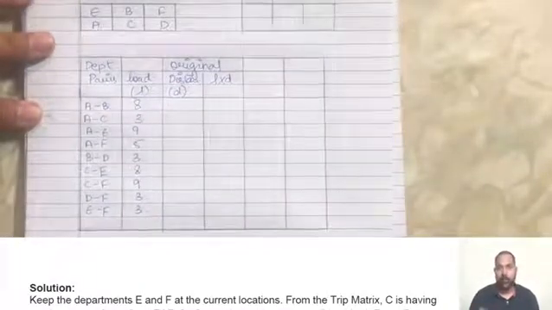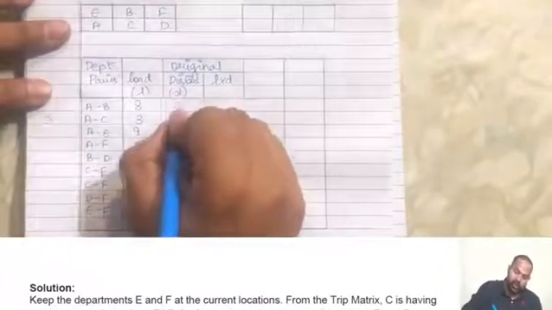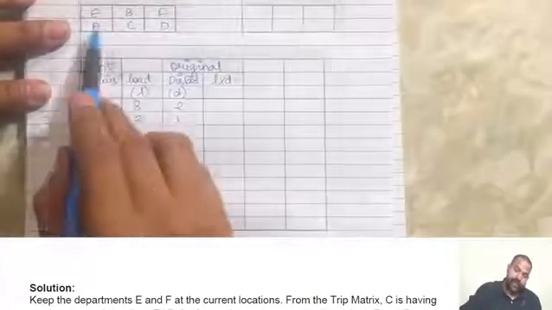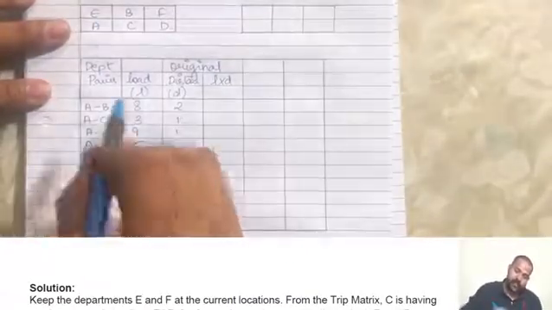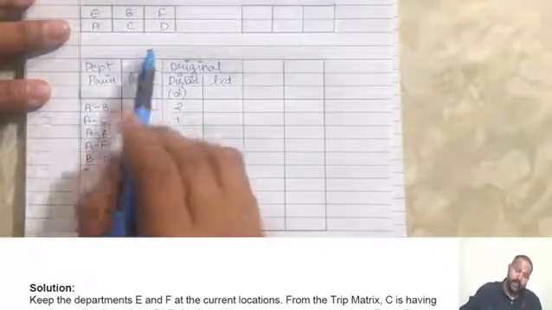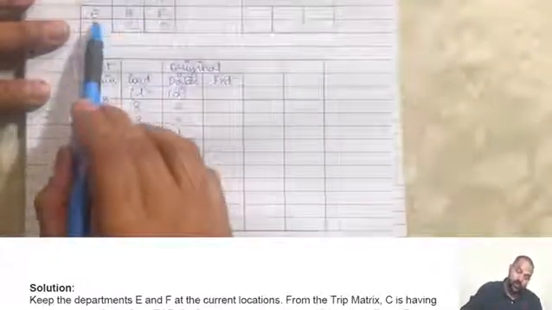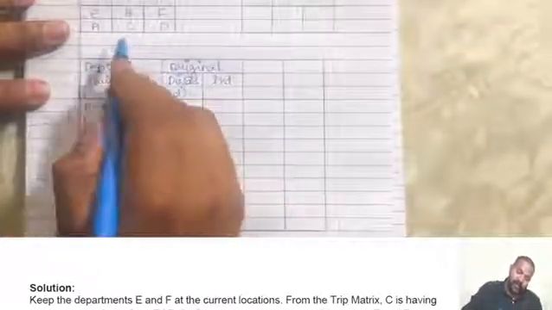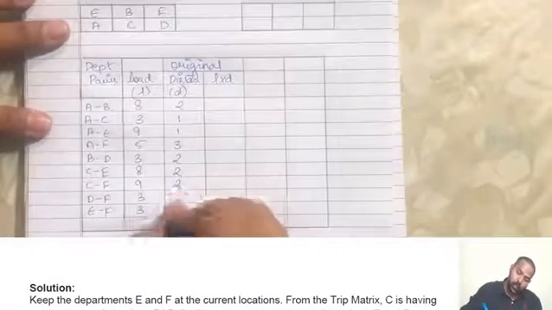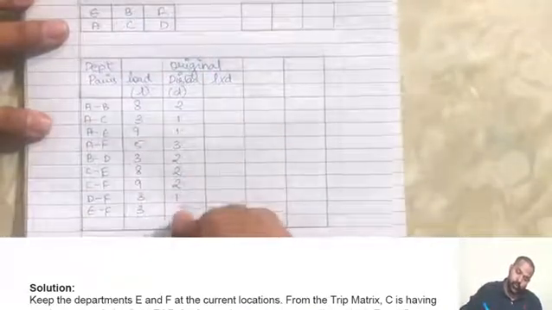Let's start finding the hop costs. A to B is 2 hops away. A to C is 1 hop away. A to E is 1 hop away. A to F is 3 hops away. B to D is 2 hops away. C to E is 2 hops away. C to F is 2 hops away. D to F is 1 hop away. E to F is 2 hops away.